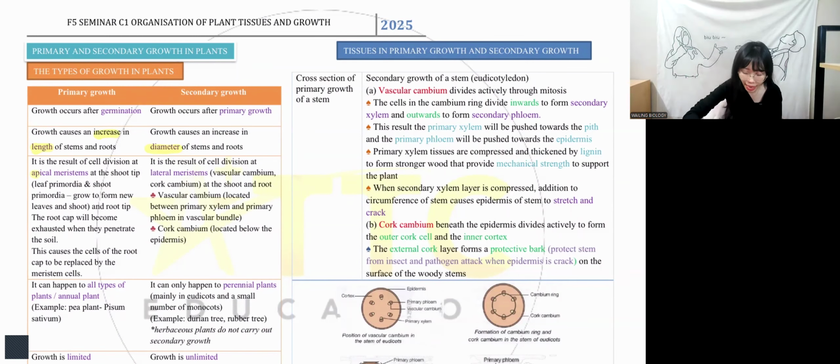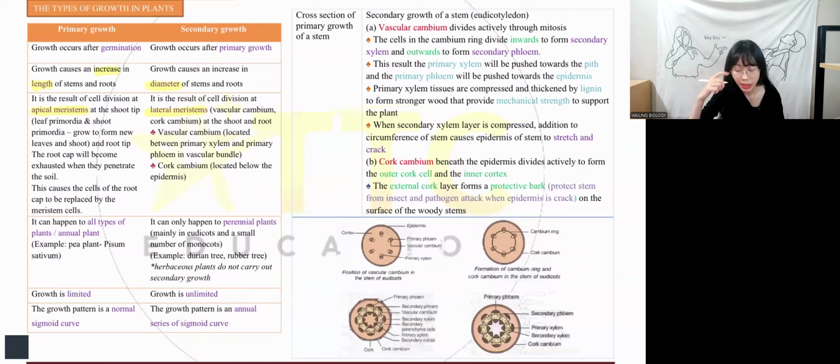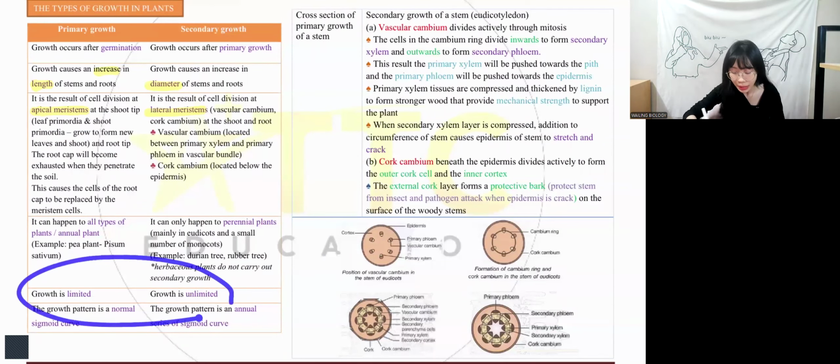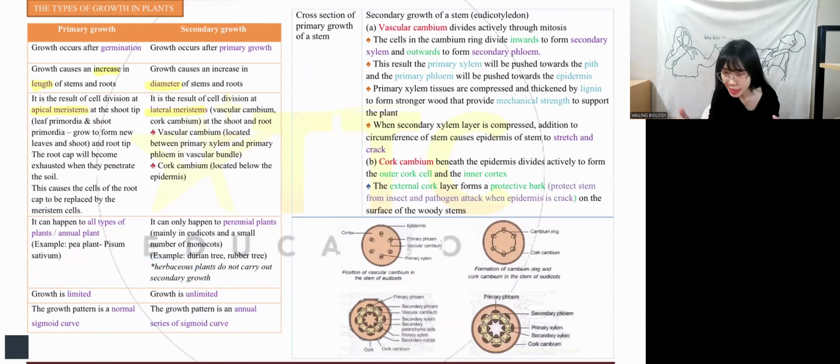Primary growth occurs in the apical meristem. It's the tip of the shoot and root. It becomes longer. Secondary growth occurs in the lateral meristem. Lateral means it's at the side. Now, in primary growth, the growth is limited. Secondary growth is unlimited. Okay, I would not suggest you write this in the exam, but I only want you to understand it. Why? Because for all plants, every plant can grow tall, but they have a maximum height, right?